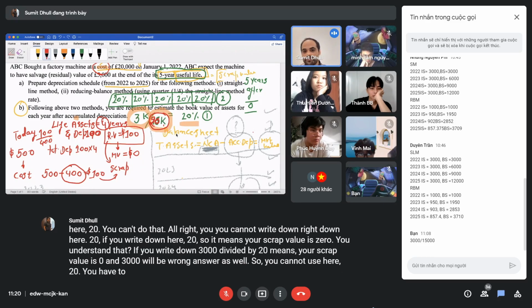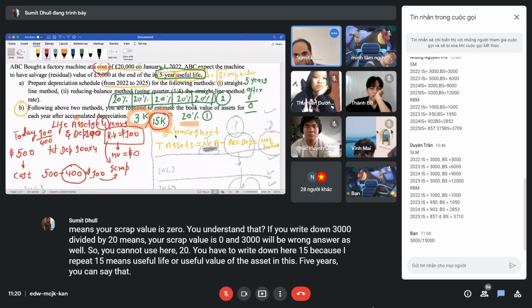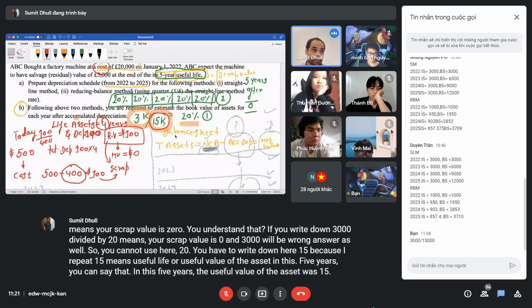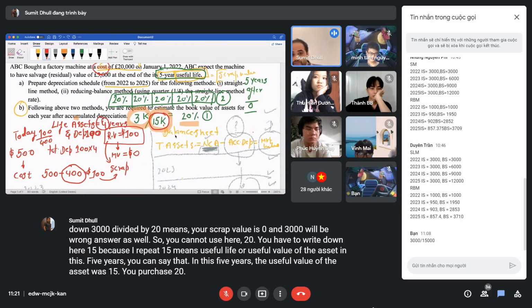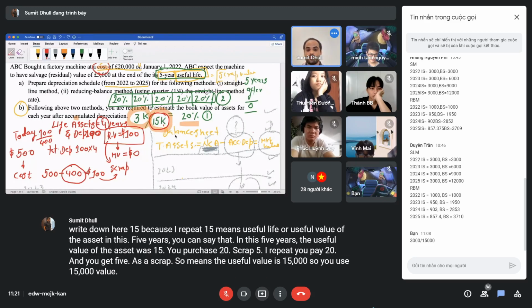You have to write down here 15, because I repeat, 15 means the useful life or useful value of the asset in these 5 years. You purchase 20, scrap 5. I repeat, you pay 20 and you get 5 as a scrap. So it means the useful value is 15,000. So you use $15,000 value. Do you understand that?